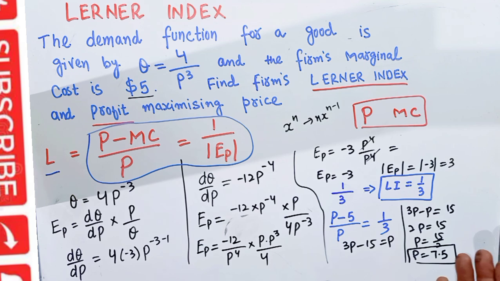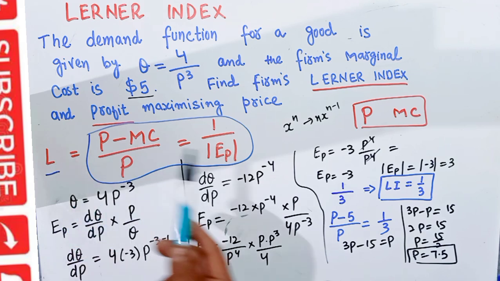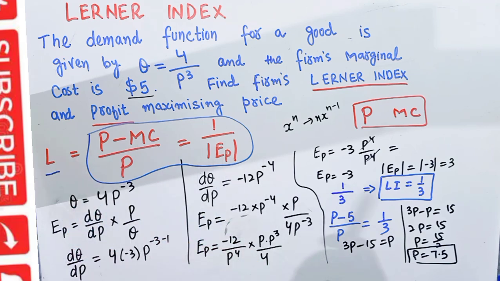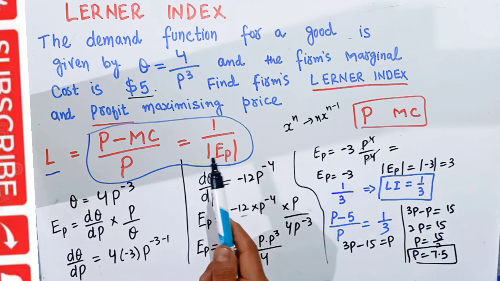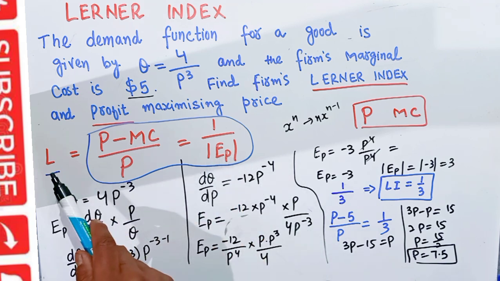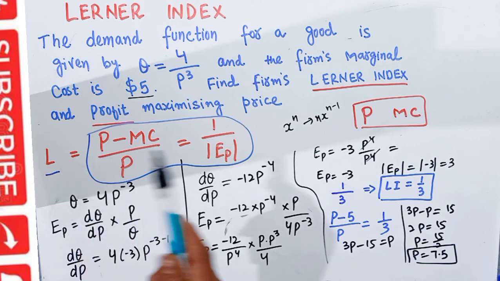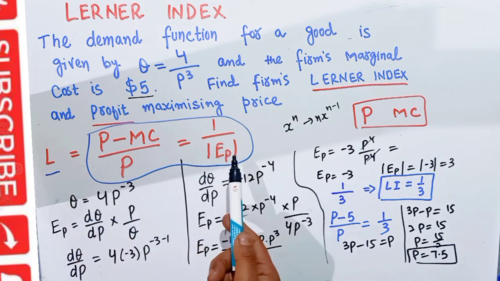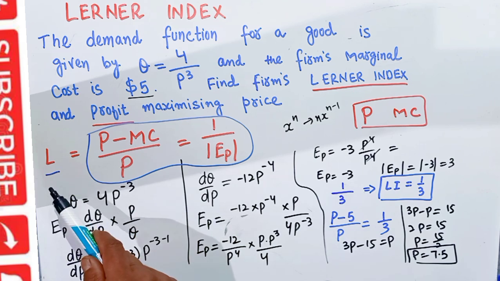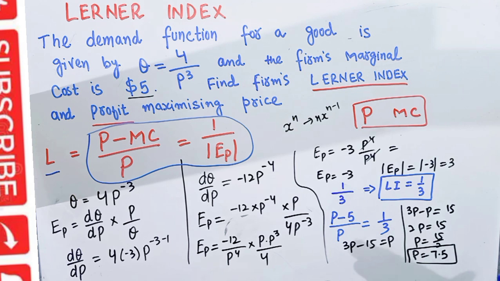This is how we calculate the Lerner's index and the profit maximizing price. The relationship between Lerner's index and elasticity of demand is negative. The more elastic the demand curve is, the less will be the Lerner's index, and the less elastic the demand curve is, the more will be the Lerner's index. Lerner's index simply measures the percentage markup that a firm is able to charge over its price. I hope I make myself clear in this video.